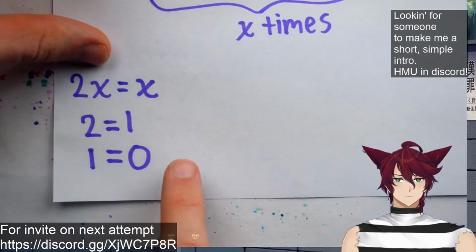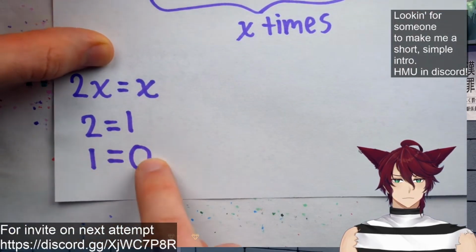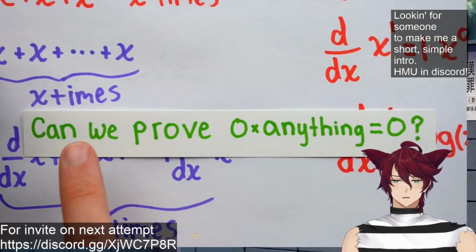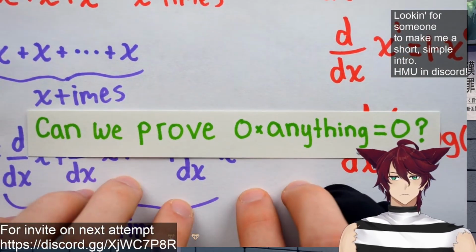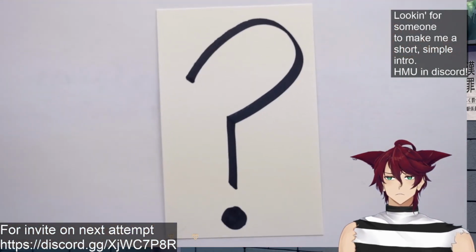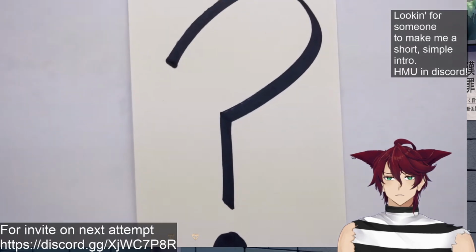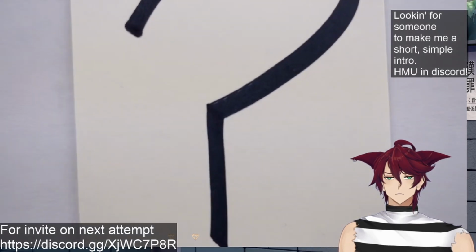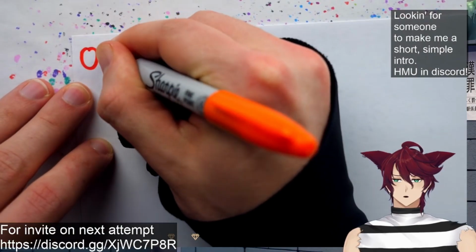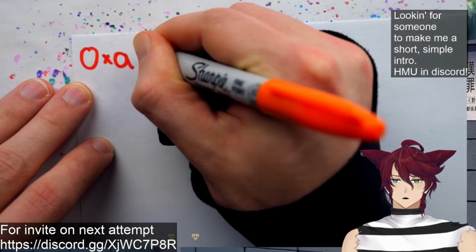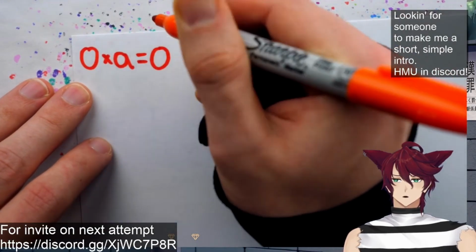After all, even if 0 is equal to 1, if the student can show that 0 times anything equals 0, then his answers are still correct. Saying we're gonna prove 0 times anything equals 0 raises one big question. If we can't just assume that 0 times a always equals 0, then what the heck can we assume?